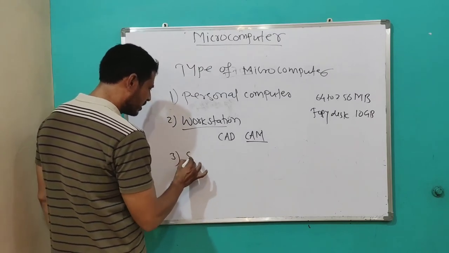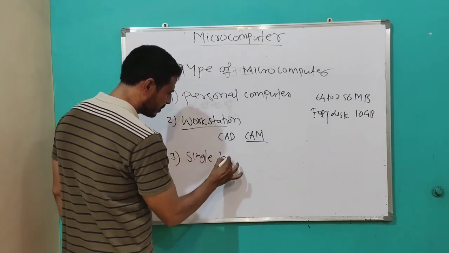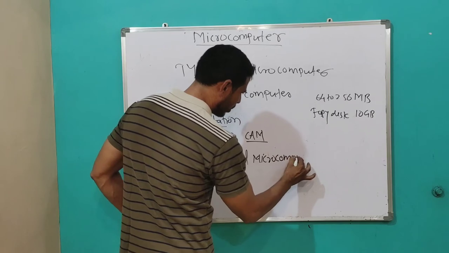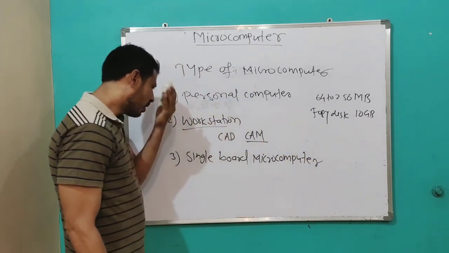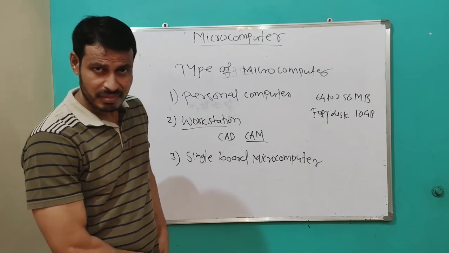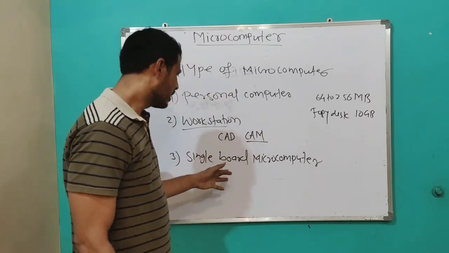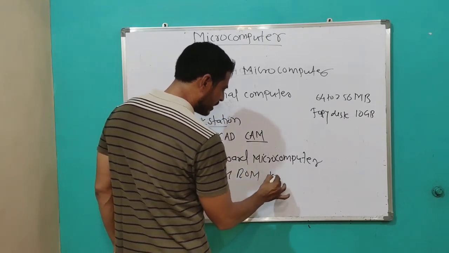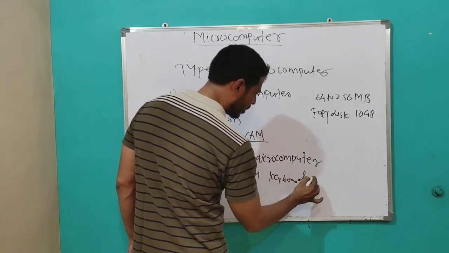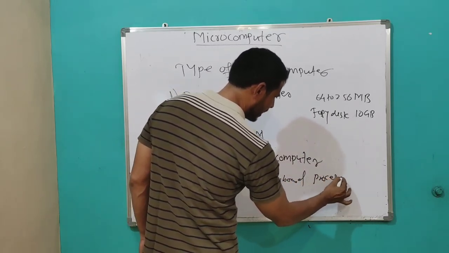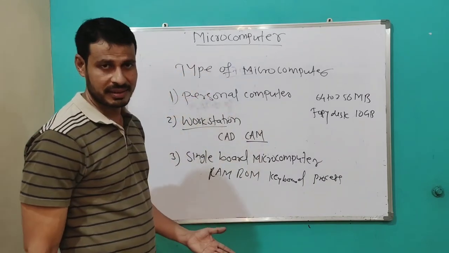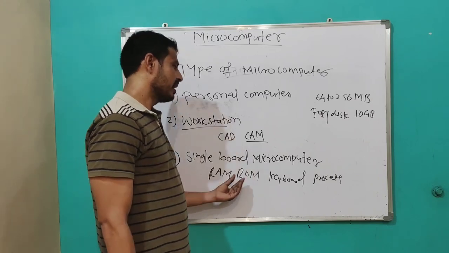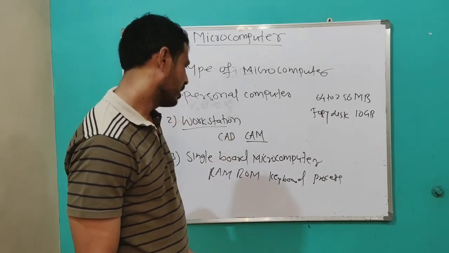Now third is the single board microcomputer. This single board microcomputer includes the RAM, ROM, keyboard, processor, output devices and input devices. On the single board, it includes the RAM, that is the memory, input device, output device, and the processor.